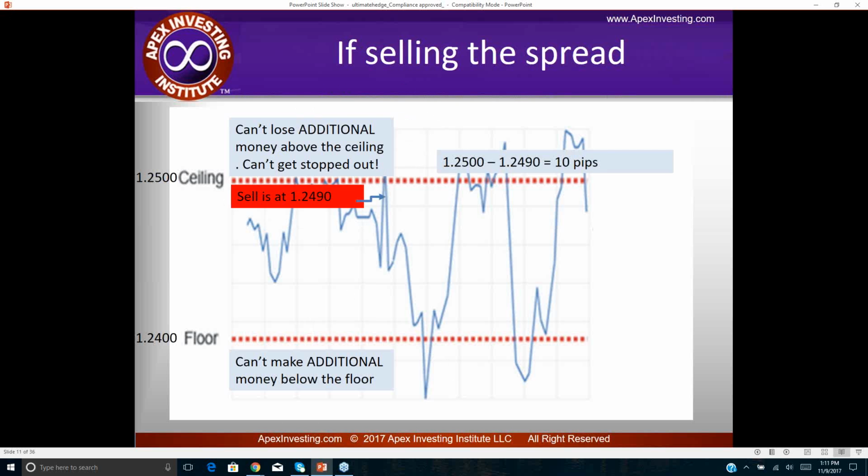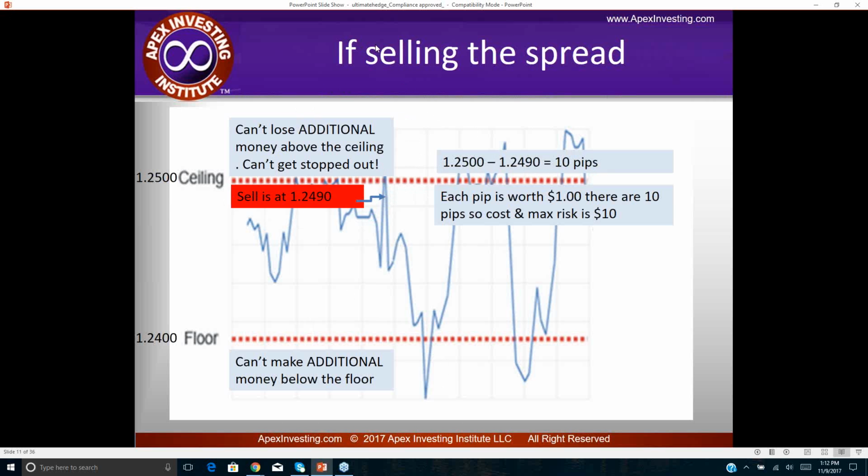As an example, the ceiling right here is at 2,500. If I sell this spread at 24.90, what is the difference? 2,500 is the ceiling, 24.90 is where I sell. What's the difference from where I sell to the ceiling? 10 pips, right? Each pip is worth $1. So there are 10 pips. So my cost to enter this trade and my max risk on the trade is how much? $10.